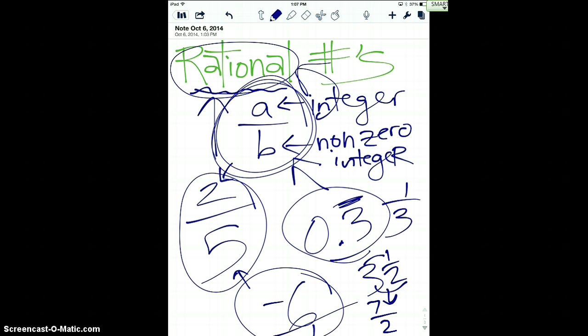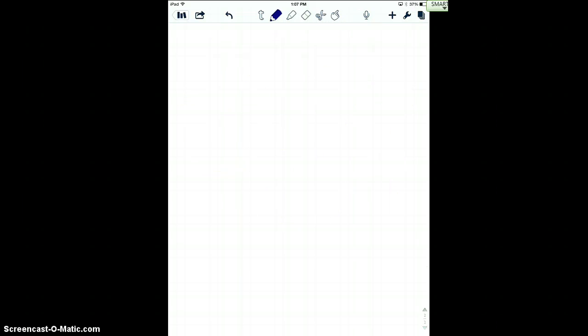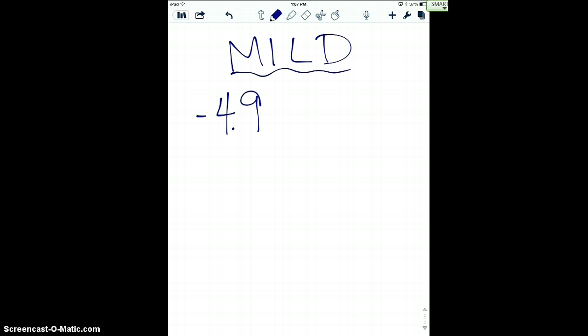So let's start with some rational examples. We're going to look at 3 examples, and they're going to go from mild to spicy. So let's start with something that is mild. No spice, so you're going to be feeling good. Okay? So let's look at and compare the rational numbers, -4.9, and we're going to compare that to -4.3. This is considered mild because they're already both decimals.